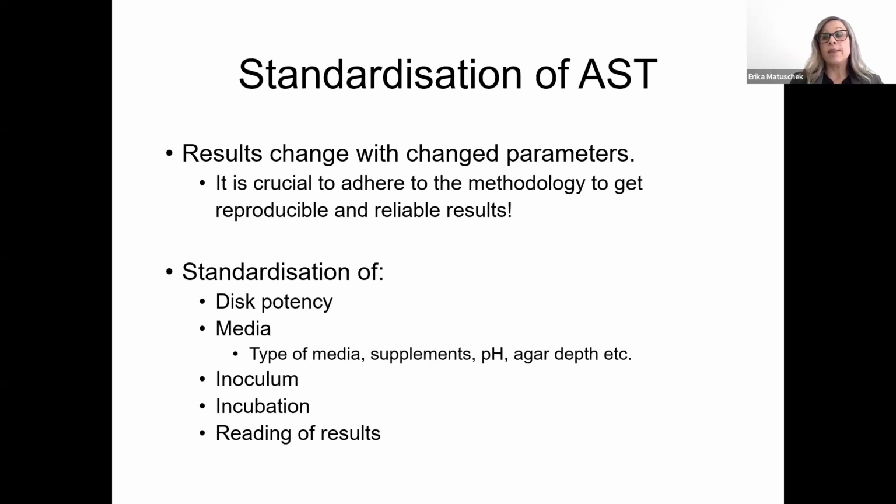And the part that is most difficult to standardize is reading of results. But we have tried to explain it in words and also have pictures with examples in the EUCAST reading guide. So to use EUCAST breakpoints and to interpret your results according to EUCAST breakpoints, you should follow all the instructions in the EUCAST Disk Diffusion Manual to get reliable results.